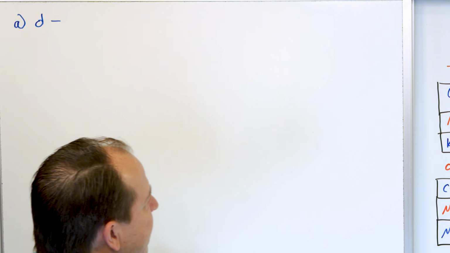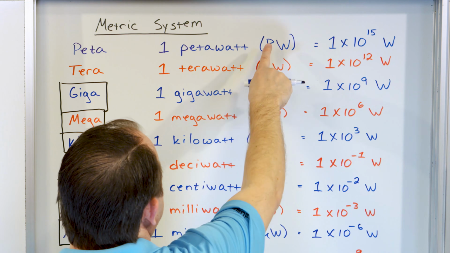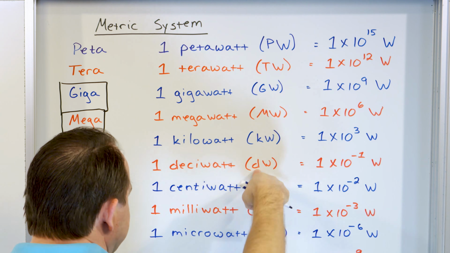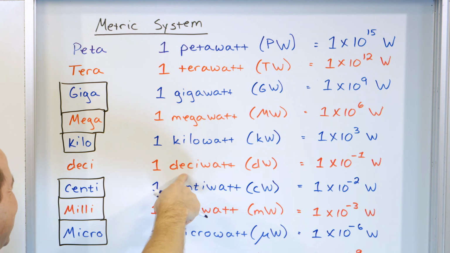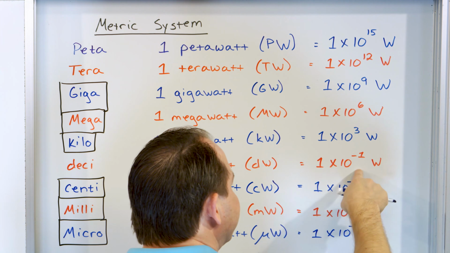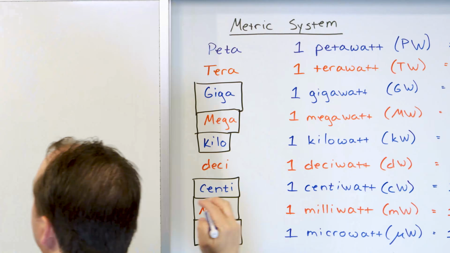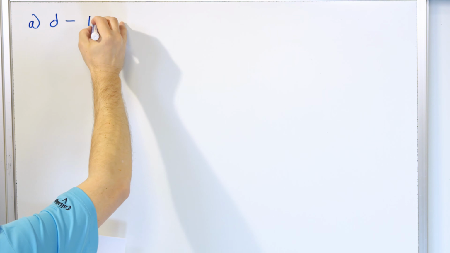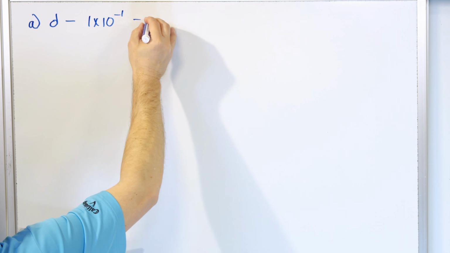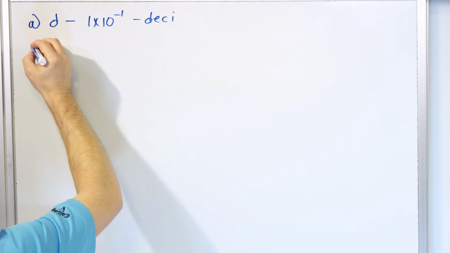So what about D? D means you've got to go look at your chart. D is for deci, right? You go look at the prefix. Which one is D? That's the only D I see, and that stands for deci, and the exponential notation is 1 times 10 to the minus 1. So the answer to this would be 1 times 10 to the minus 1, and it's deci, right?